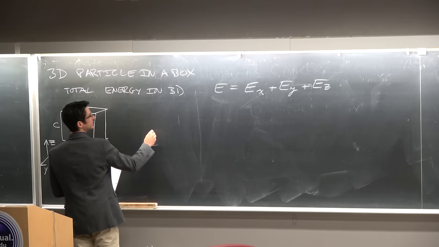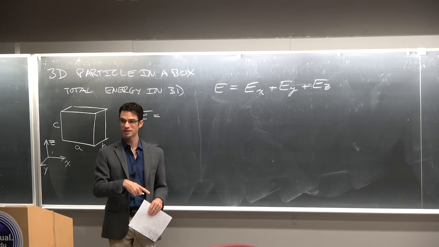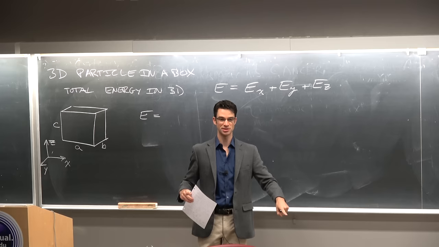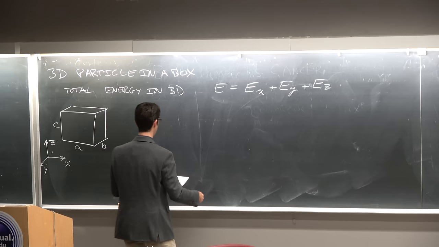So the energy, last time we had n squared h squared over 8ml squared, but if you factor out the h squared and the 8m, and you have nx squared over a squared and ny squared over b squared and then nz squared over c squared, that gives you the total energy along each axis.